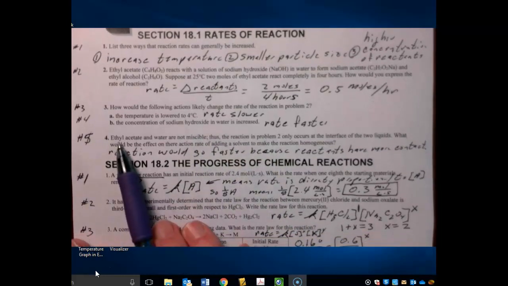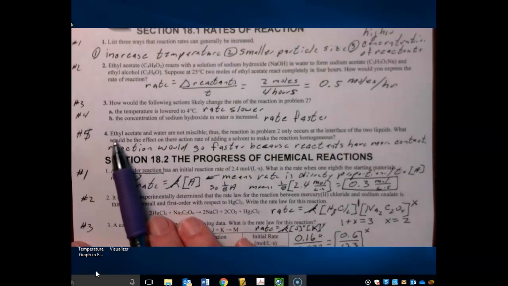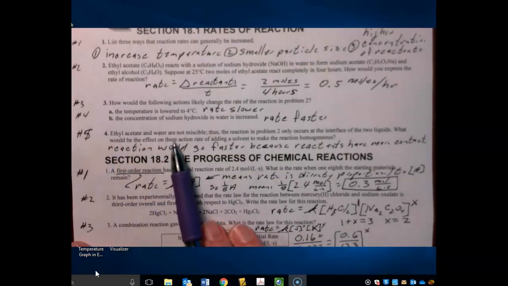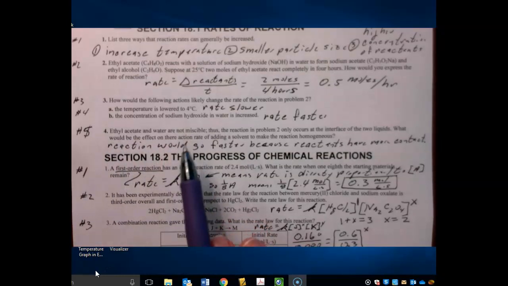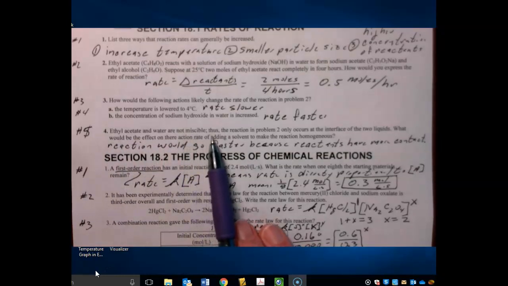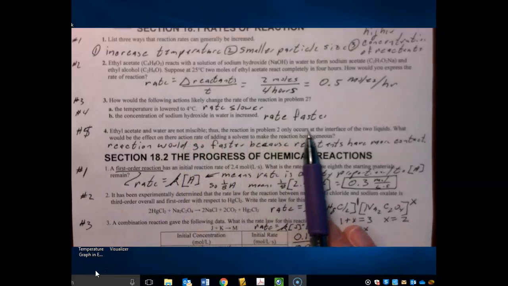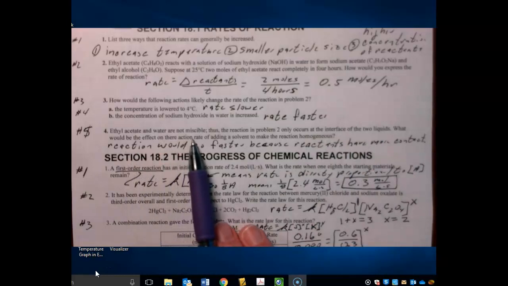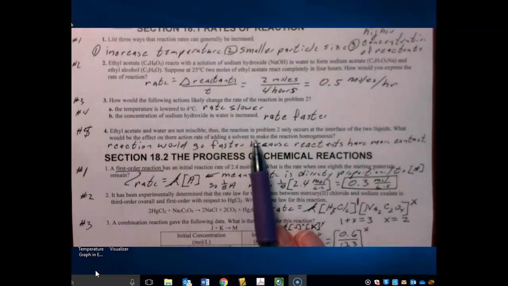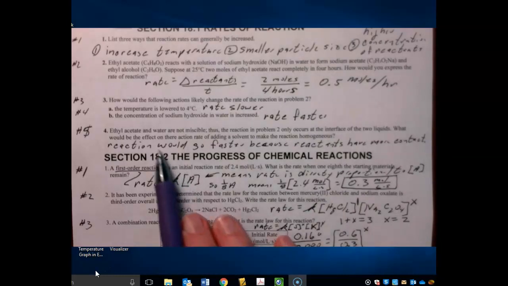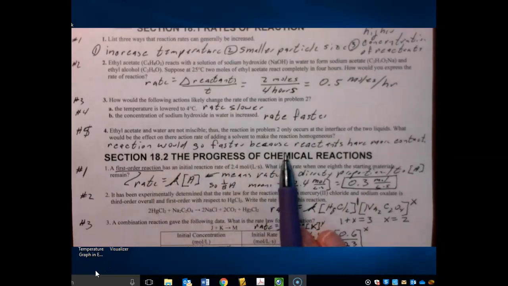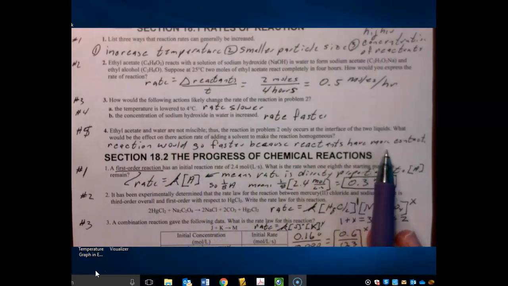Then question number 5 was: ethyl acetate and water are not miscible, meaning they're separate like oil and water would be. Thus the reaction in problem 2 only occurs at the interface of the 2 liquids. What would be the effect on the reaction of adding a solvent to make the reaction homogeneous? Well, if you made those 2 solutions homogeneous, in other words, you made them mix, then the reaction would go faster because the reactants would have more contact with each other.